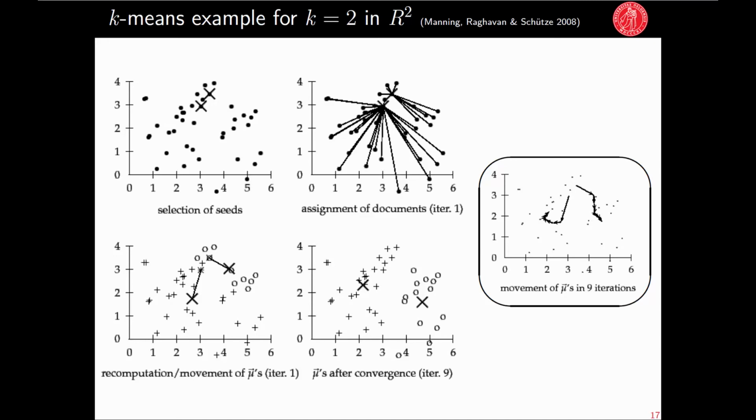Then we would go back to this assignment step in the top right here. Assign documents again, and then recompute the centroids and so on. So in practice, the centroids will sort of float around in the space, and as more iterations go by, they will sort of slow down, and once the algorithm converges, they will stop moving entirely and be fixed somewhere in the space.